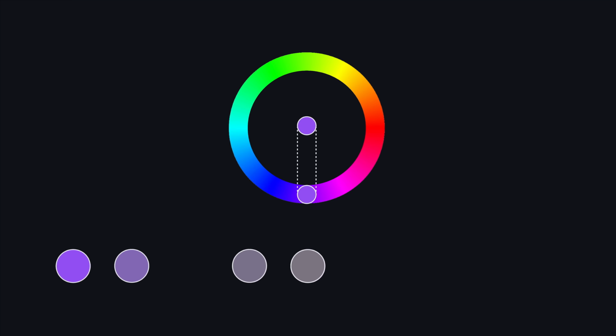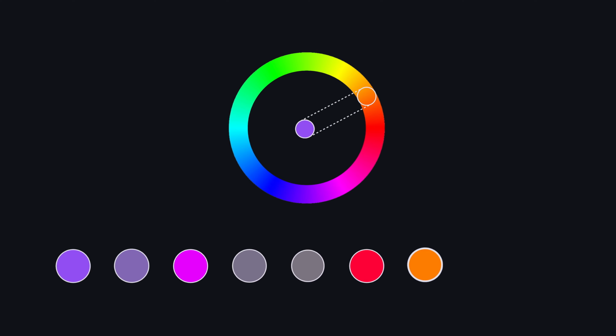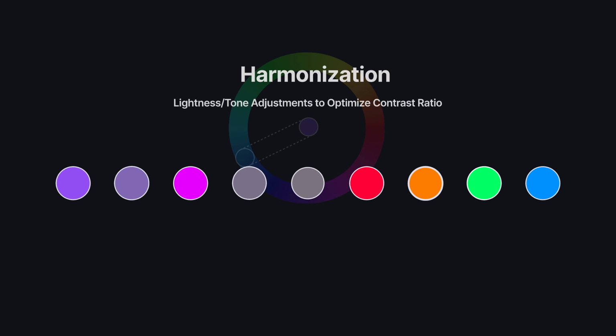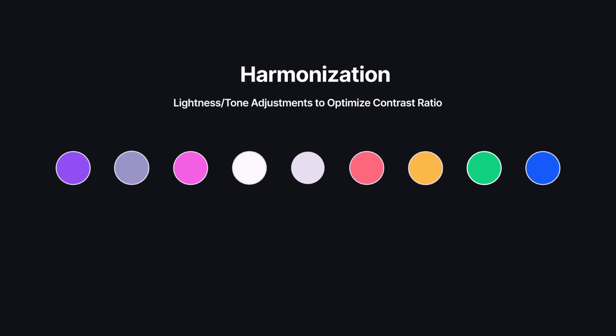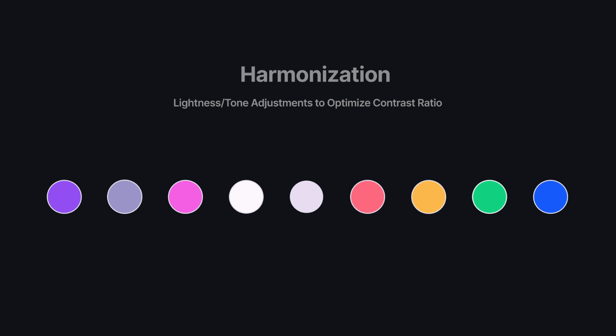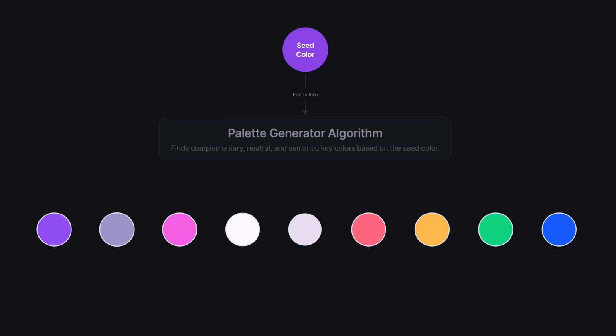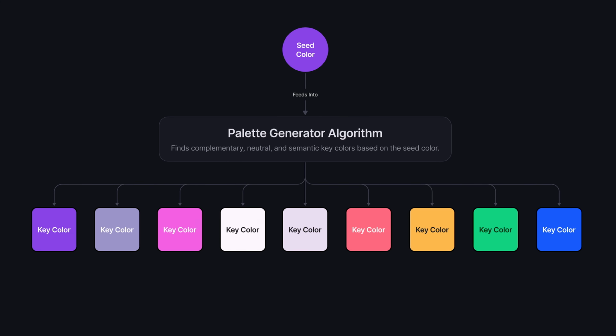Once it has those, it finds your accent color by rotating a little counterclockwise. Then it'll look for a red to use for your error tone, followed by a goldenrod or an orange for warnings, a green for successes, and then a blue for info. Once it has all of these, it harmonizes them by balancing out their contrast ratios, making them easier to read. And that's how it gets the main colors. To review, we start with our seed color, put it into a palette generator algorithm, which finds these 9 swatches for us. Now, these become our key colors.